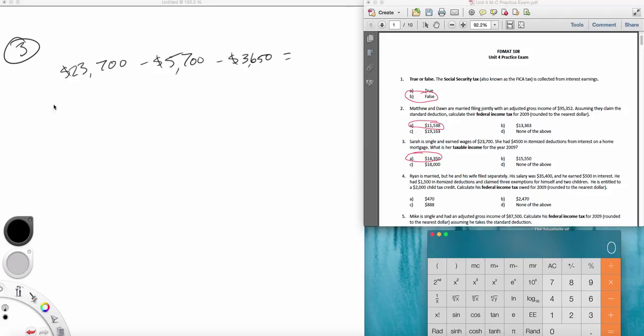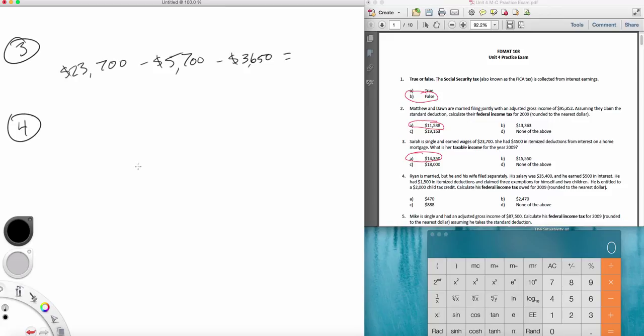All right. Question 4. Ryan is married, but he and his wife filed separately. His salary was $35,400, and he earned $500 in interest. He had $1,500 in itemized deductions and claimed 3 exemptions for himself and 2 children. He is entitled to a $2,000 child tax credit, otherwise known as the Earned Income Credit, EIC. Calculate his federal income tax for 2009.